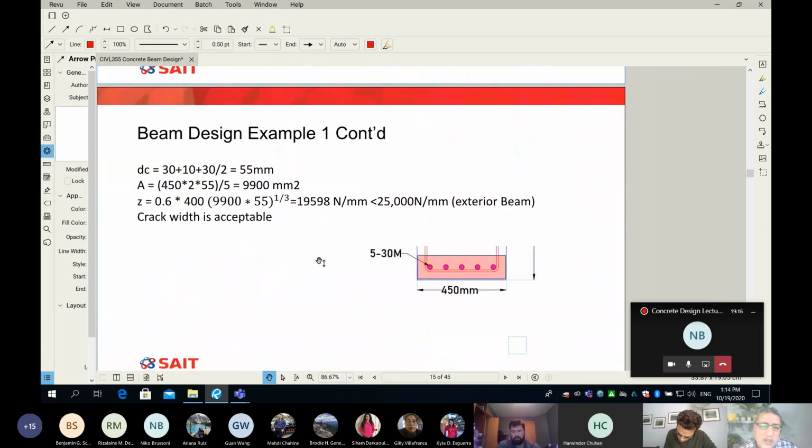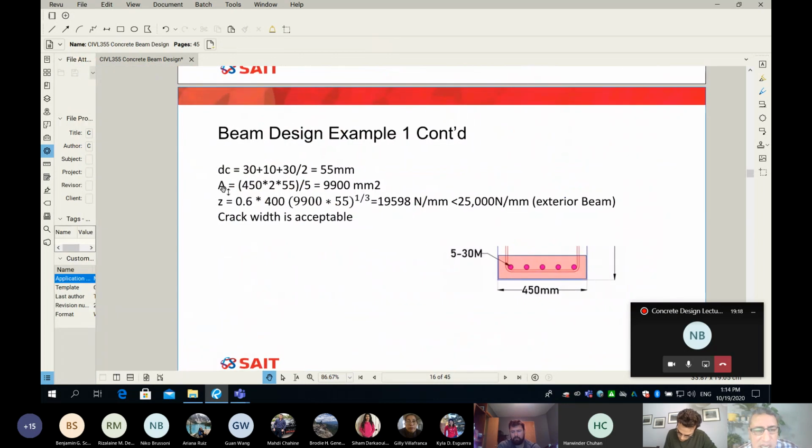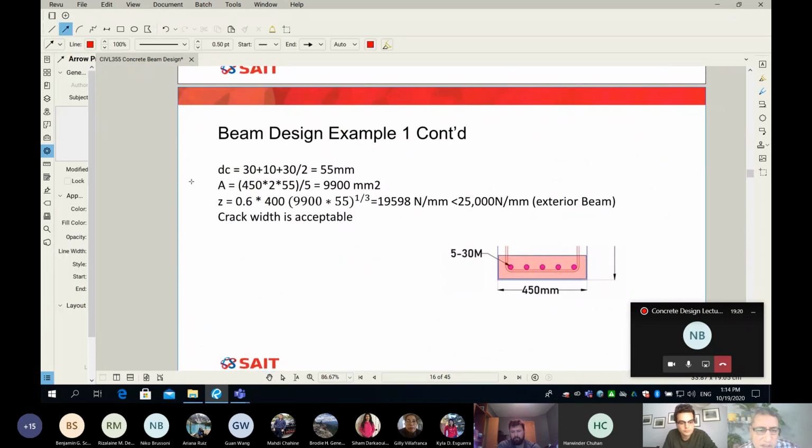Now, next, once you're able to find your d_c and A, and remember always the f_s is equal to 60% of f_y, the yield strength. Once you're able to do all the calculations, you find the Z. So in our problem, the Z is equal to 19,598. If you want to make sure that your beam is acceptable in terms of cracking, it is very, very simple.